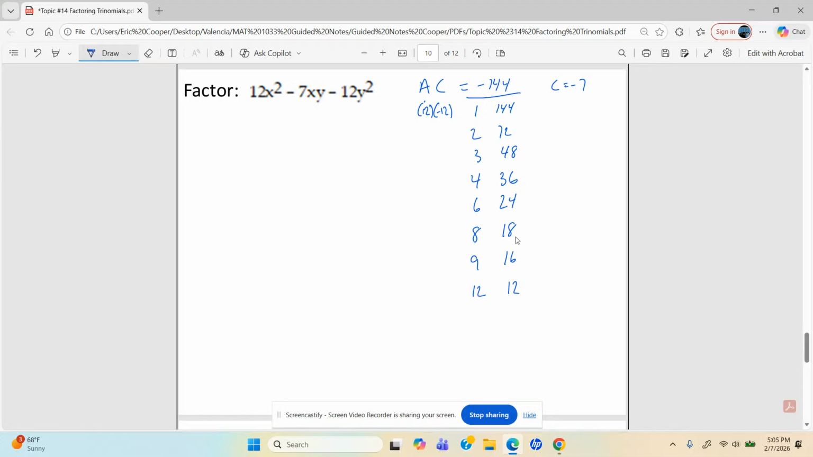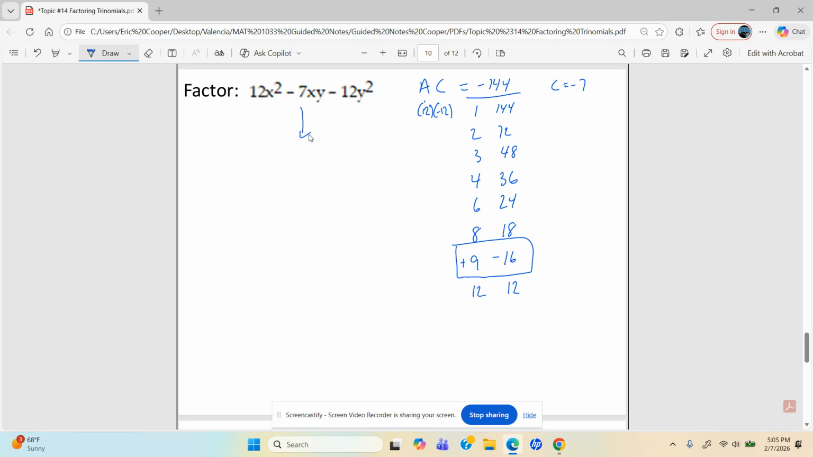I'm looking for something that can give me a 7. 9 and 16 is what I'm going to use. Negative when I multiply it, so both these signs are different. The bigger one needs to be negative. So I'm going to write it as a positive 9 and a negative 16.